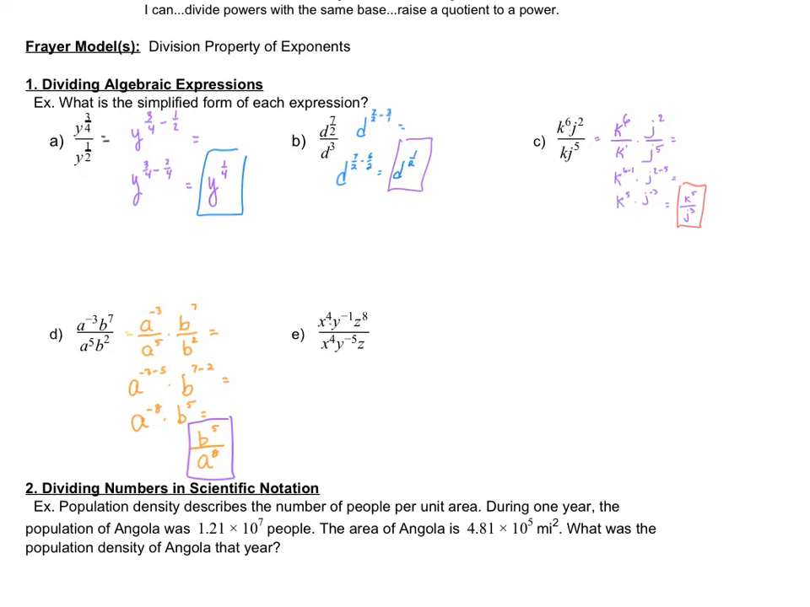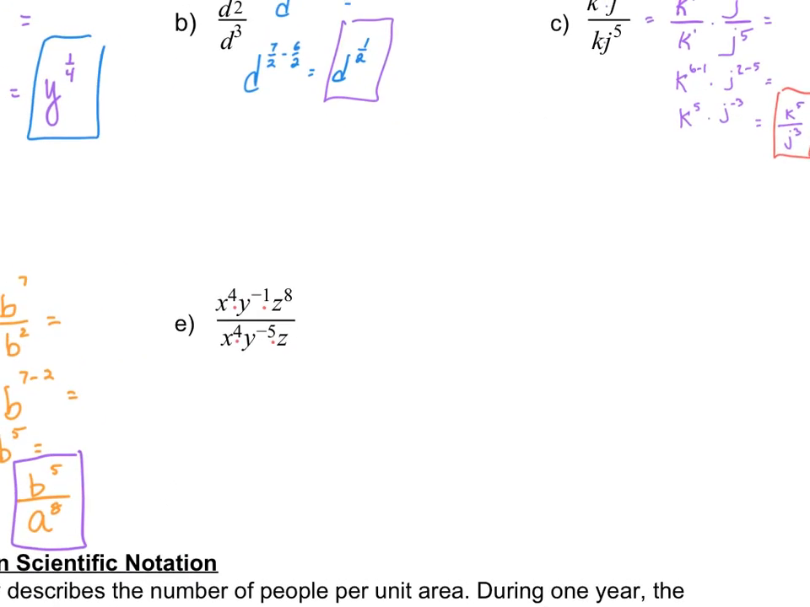And let's see here, we know we have a bunch of multiplication going on here, so we can rewrite it. I rewrite it because I feel it makes it a little bit easier. So I have x to the 4th divided by x to the 4th times y to the negative 1 divided by y to the negative 5 times z to the 8th over z, which is z to the 1st. I'm going to go ahead and write all these out.